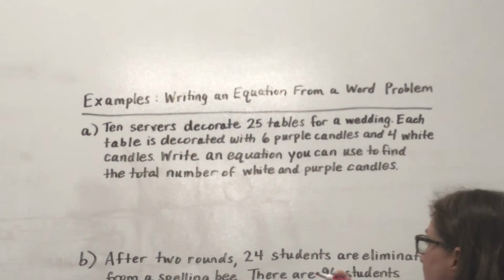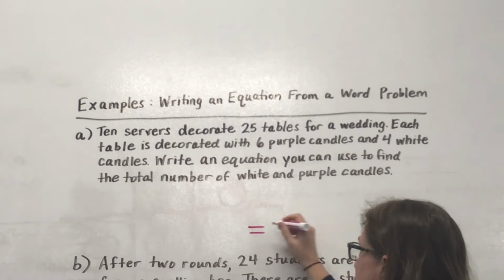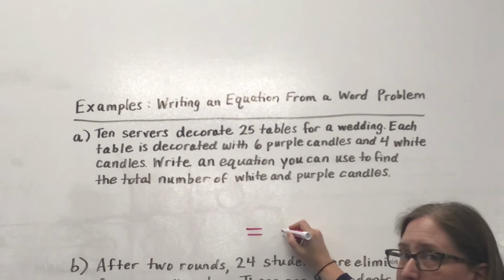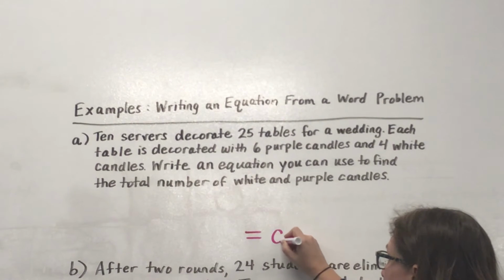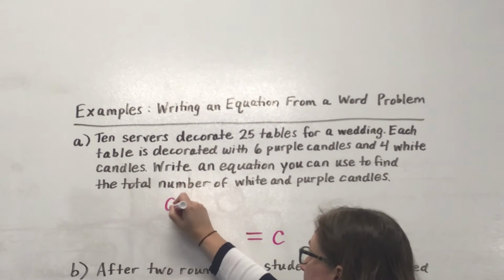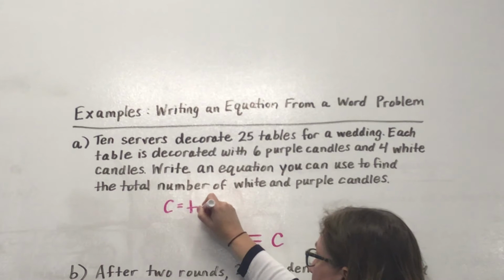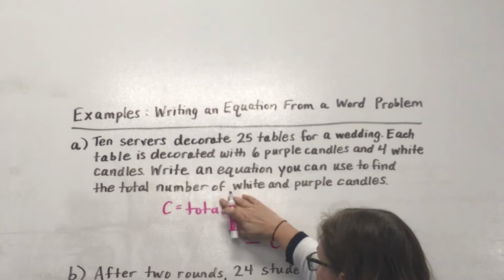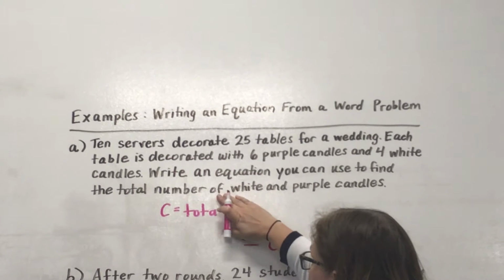I'm trying to figure out the total number of white and purple candles. So I'm going to set up my equation here, but I don't know what the total is. So instead of writing down the total to the right of my equal sign, I'm going to put a variable. I'm going to use C. And C is going to stand for the total number of candles.